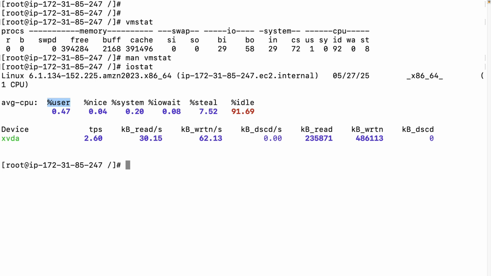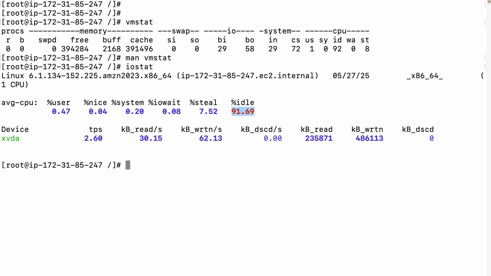It is the CPU time spent on user processes. Sorry, the percentage of nice is the time spent on user processes with a positive nice value. A higher nice value means lower priority. That's it. Now the percentage of system is the time spent on kernel processes, and the percentage of iowait is the time the CPU is idle waiting for input output to complete. Then the percentage of steal means time stolen by other virtual machines. And the percentage of idle, we have seen the CPU is completely idle, almost more than 90%.